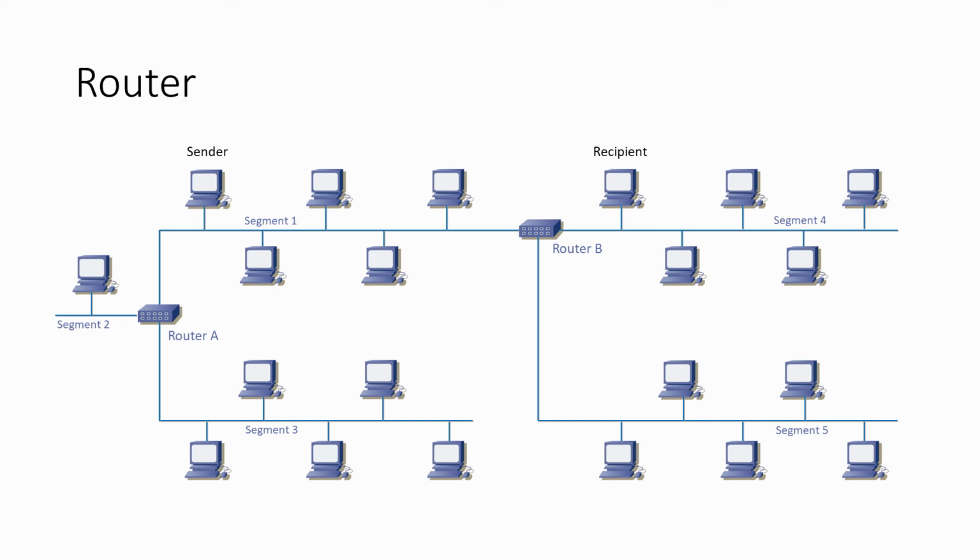The key thing about a router is that it knows the MAC address of every single computer on the network, and it knows which segment every computer is on. When the sender broadcasts a packet, router A knows not to bother rebroadcasting it, so segments 2 and 3 remain quiet. Meanwhile, router B knows that the packet needs to be broadcast onto segment 4, so segment 5 remains quiet. This is the ultimate in packet filtering.